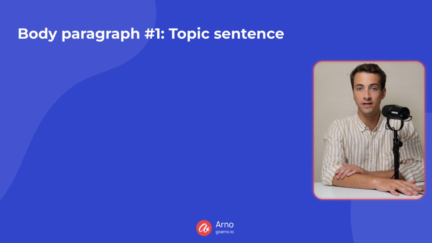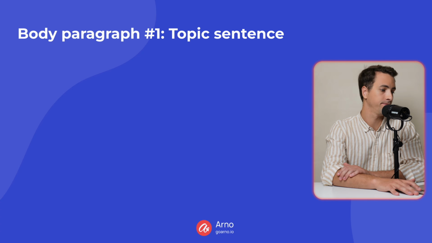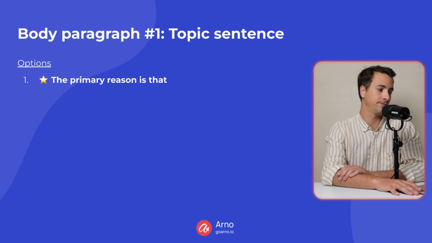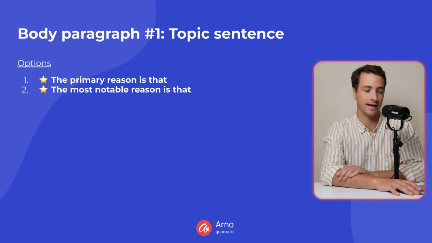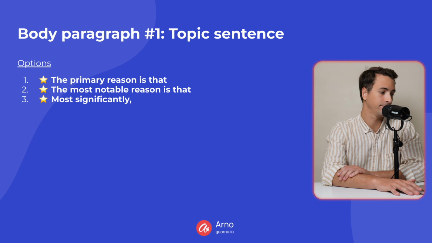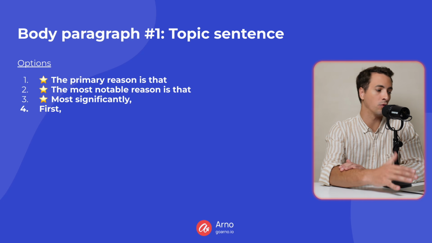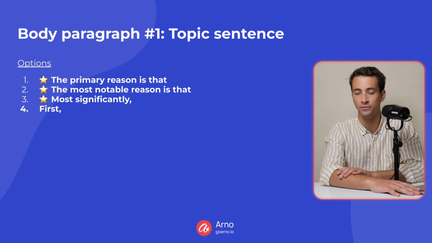All right, for the first body paragraph, here are the options that you have for your topic sentence. The primary reason is that. The most notable reason is that. Most significantly. And finally, first. So the first three options are more advanced. If you can't remember any of those, you can always just use first.